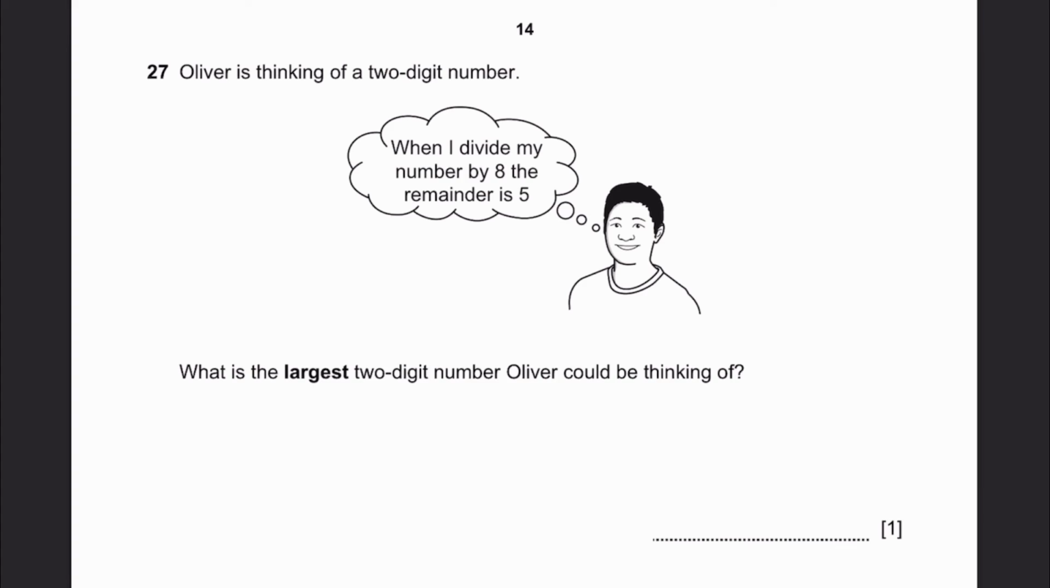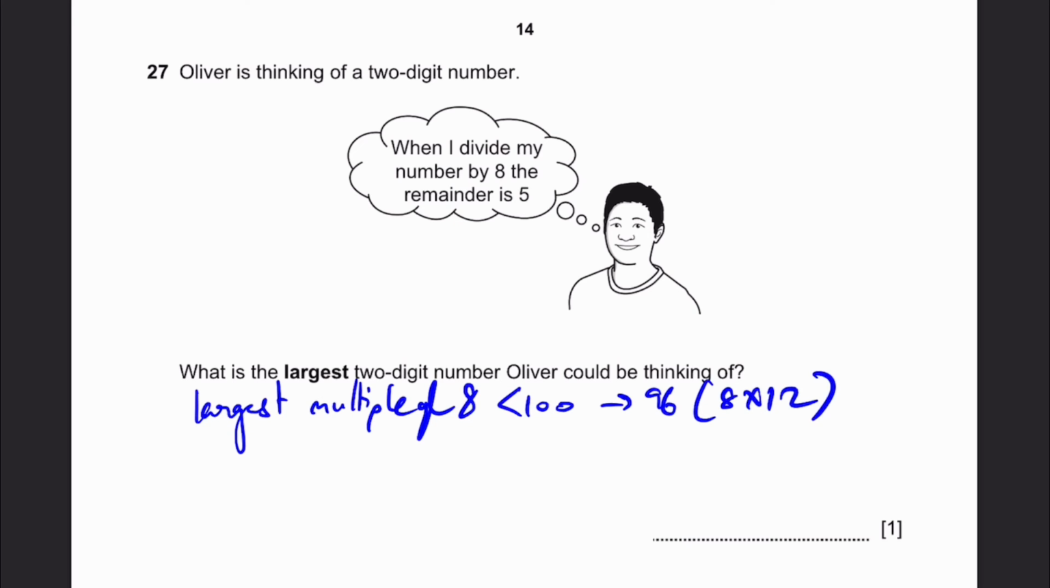Question 27. Oliver was thinking of a 2-digit number. When I divide his number by 8, the remainder is 5. What's the largest 2-digit number that Oliver could be thinking of? So what's the largest multiple of 8 which is less than 100? That would be 96, which is 8 times 12. But then this does not work because 96 plus 5 is 101, which is not 2 digits, right?